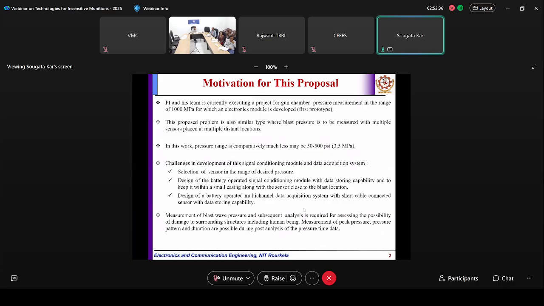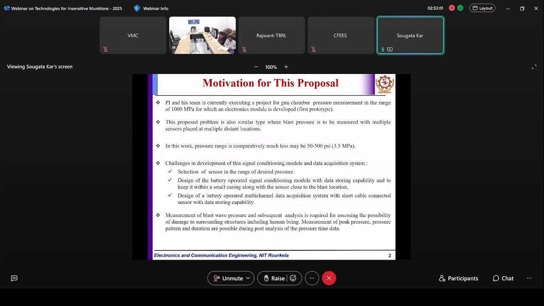This measurement of blast pressure is important because the pressure profile, whatever you are getting, causes damage to the surrounding structure, as well as to human beings also. So from this pressure measurement, we can find out important parameters: the peak pressure, the pressure duration, the pressure pattern, the pressure profile.